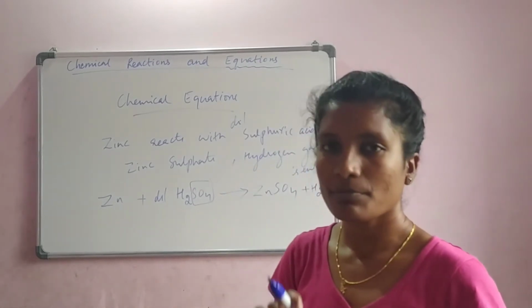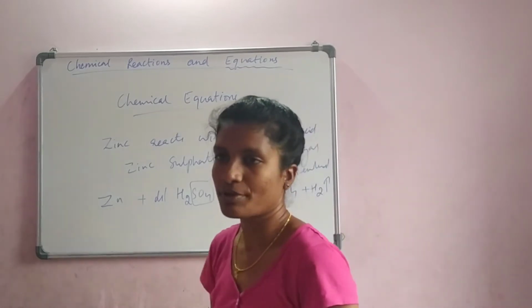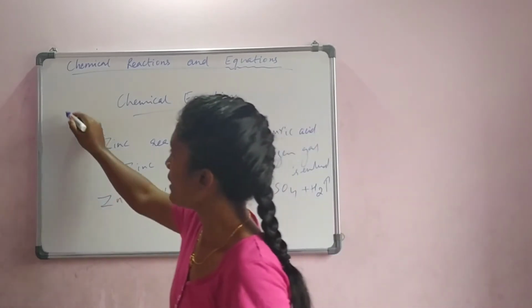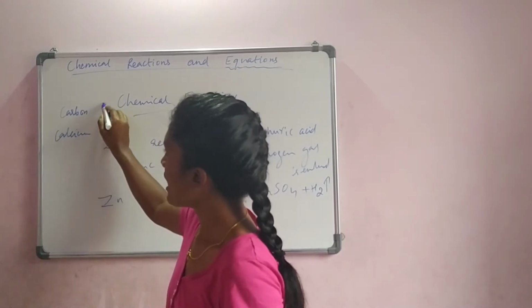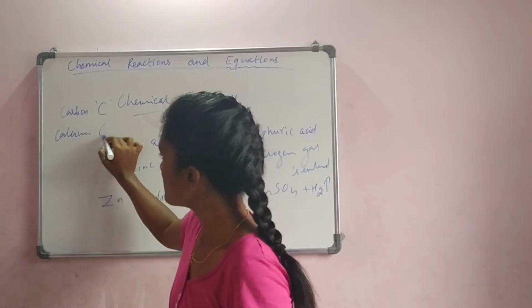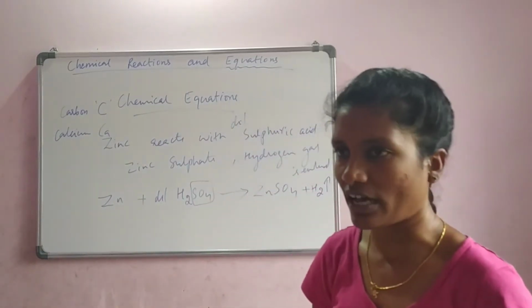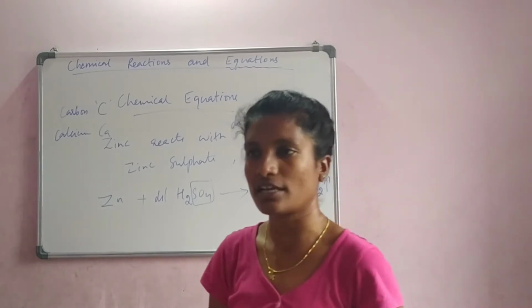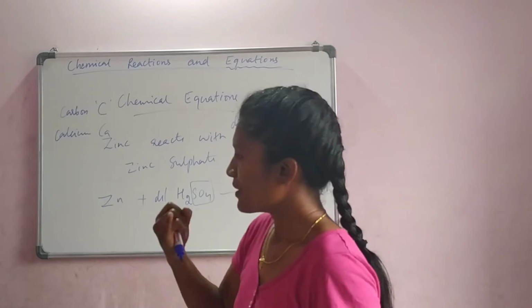But there are some rules that have to be followed. That is, proper symbols have to be used. Now we say carbon, calcium. Okay? Carbon is represented by C, calcium by Ca. You cannot use C for calcium and Ca for carbon, or make any other such error. That is one precaution.